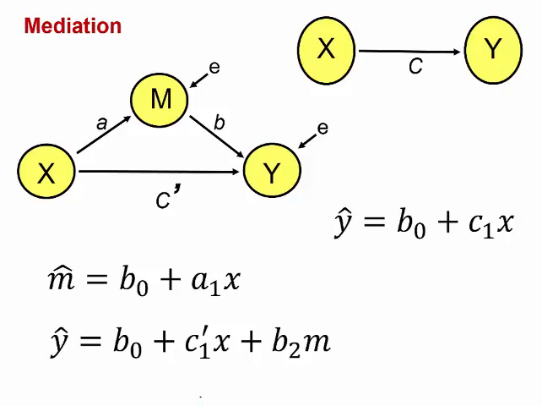First, let's look at the upper right-hand corner where I have the circle with X and then an arrow pointing to Y. And that's just simply depicting a regression relationship where I'm using X to predict Y.